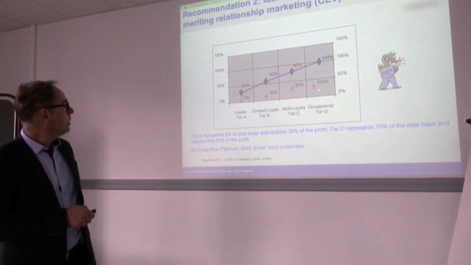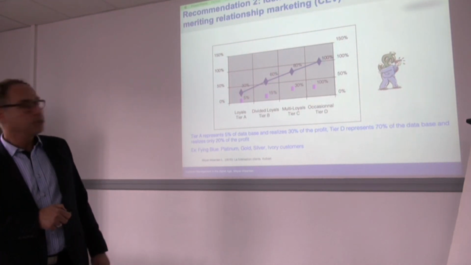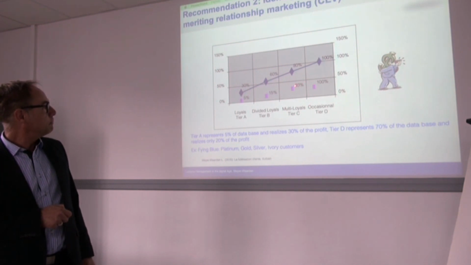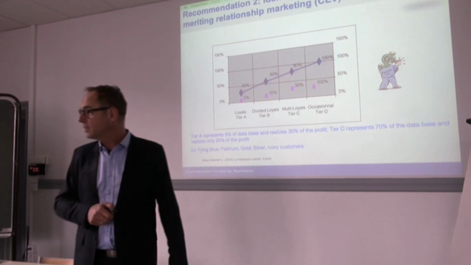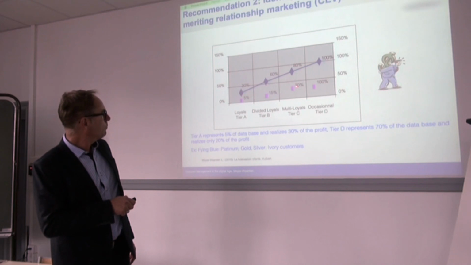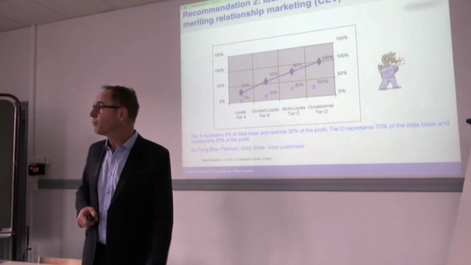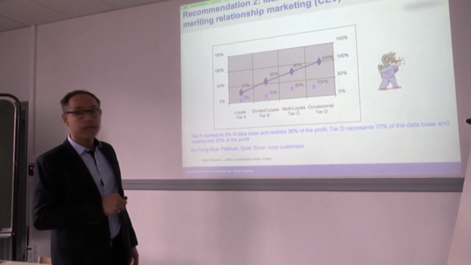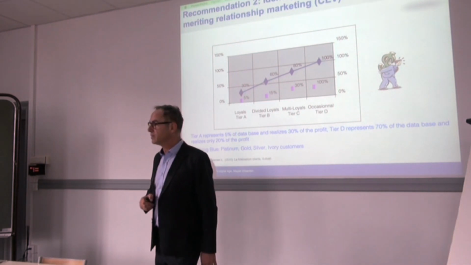Because as you can see, the occasional customers, the opportunists, tier D, they represent 70% in quantity, from 30 to 100%. So 70% of your customers only bring 20% of the profitability.